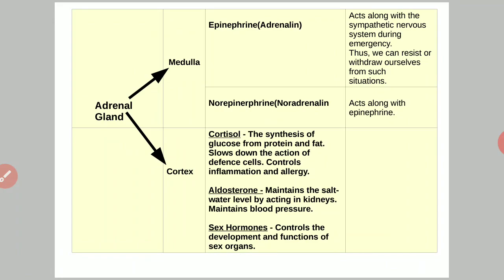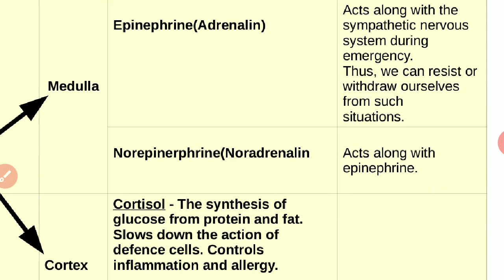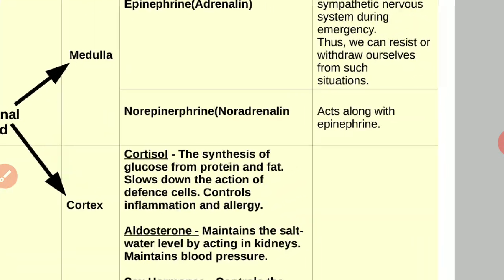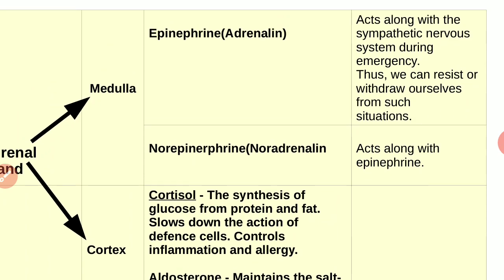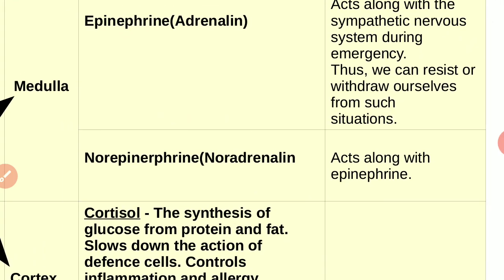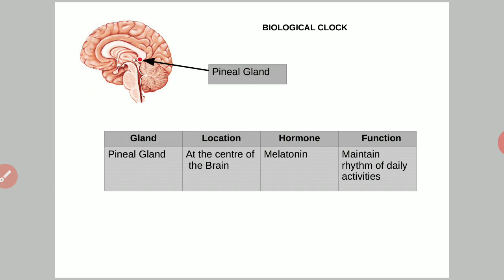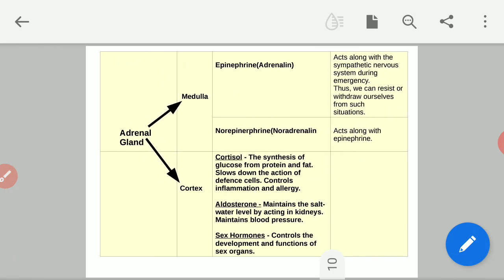Epinephrine and norepinephrine are emergency hormones. Why are they emergency hormones? There may be questions like why adrenaline and noradrenaline, or epinephrine and norepinephrine, are known as emergency hormones. This is all about the adrenal gland. Go through the text as well, then you will get more detail of that.